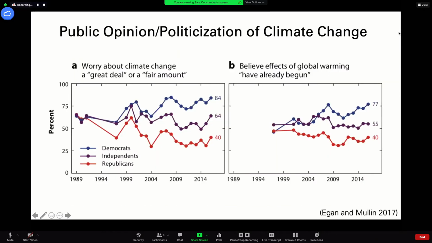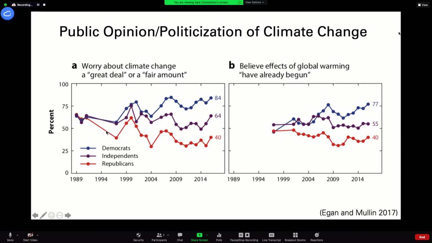And at the time of Hansen's report, so we can see this out here, this starts 1989, but just the year after this coverage, there was broad agreement across party lines on the threat posed by climate change. And so we can see that there's agreement and it's high. So on the left, it's worry about climate change. People who respond worrying about climate change a great deal or a fair amount. And on the right, people who believe the effects of global warming have already begun.